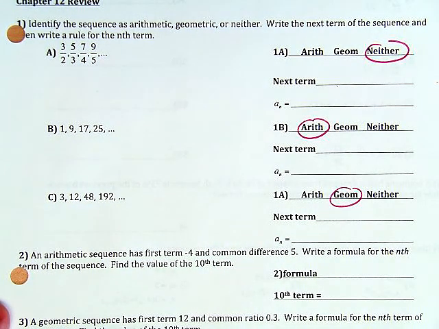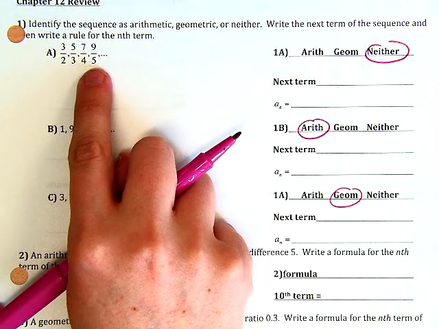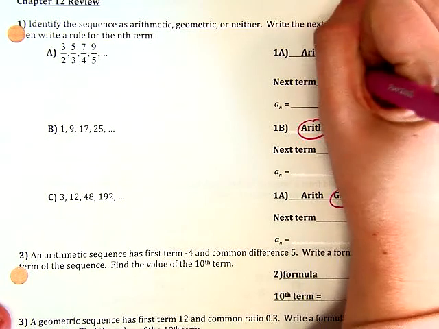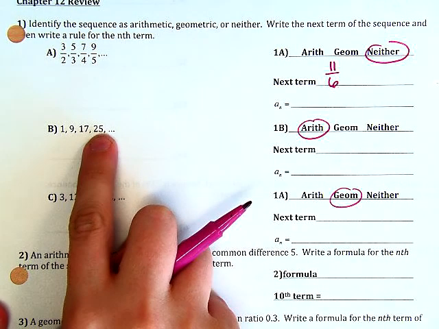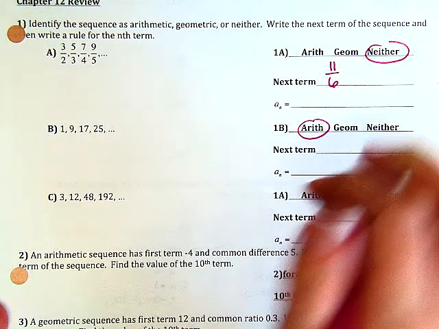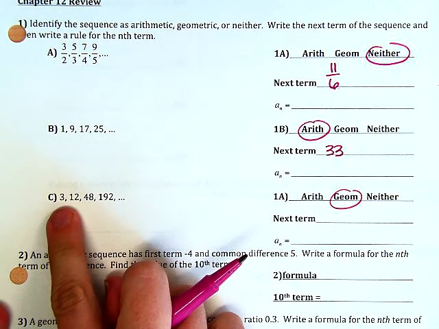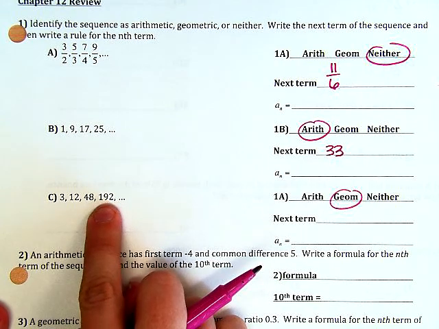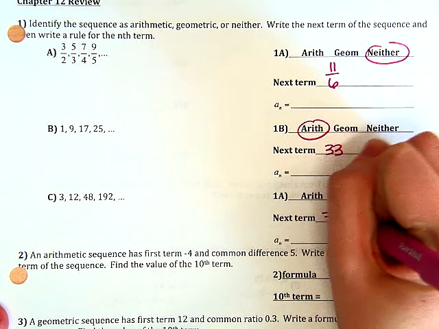From there, it says write the next term. So if I look at this pattern, I know the next term is going to be 11 over 6. The next term, I was adding 8, so 25 plus 8, and I get 33. Next one, I'm multiplying by 4 each time, so 192 times 4, and I get 768.